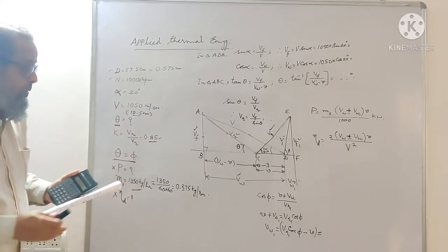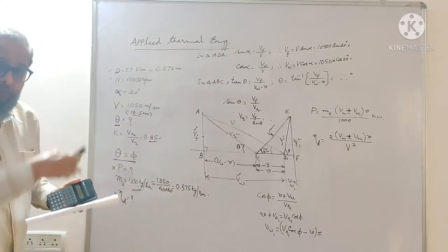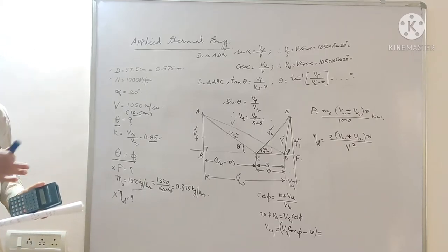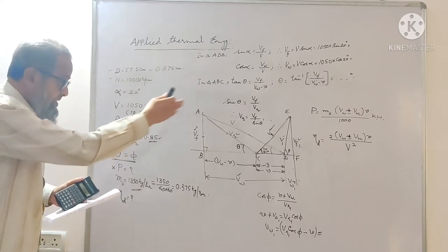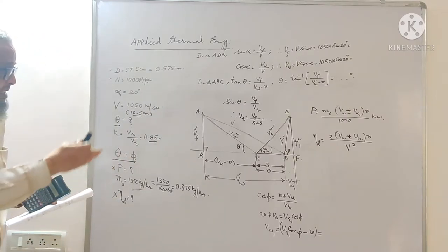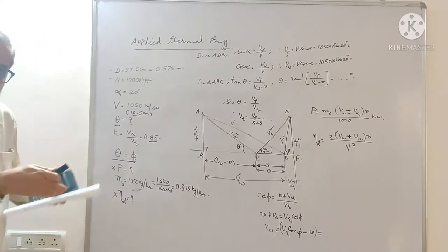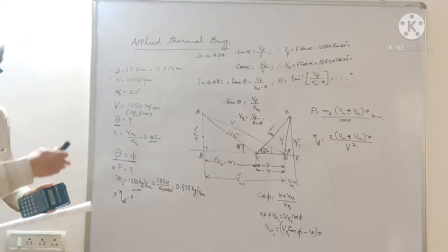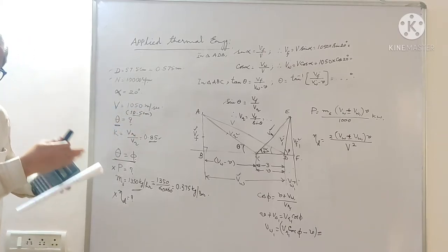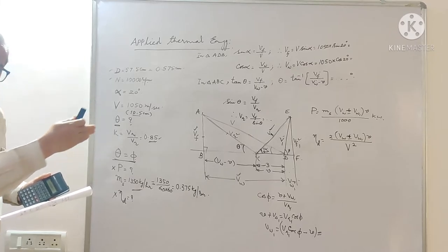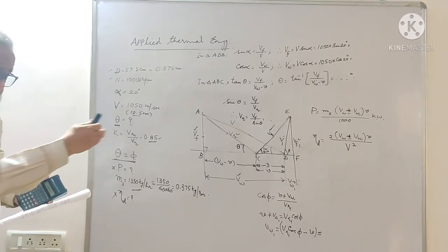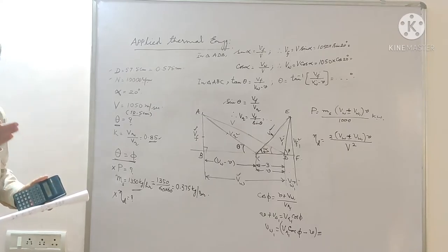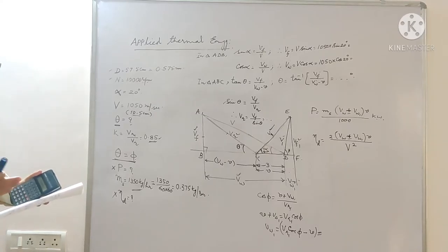In the previous video, I had left this problem in the middle. I just showed you how to draw the velocity diagram, and because I cannot do it graphically, I cannot draw this according to scale. I just wanted to do it analytically so that you can check your answers. When you get the answers, you can check whether those answers are correct or not.